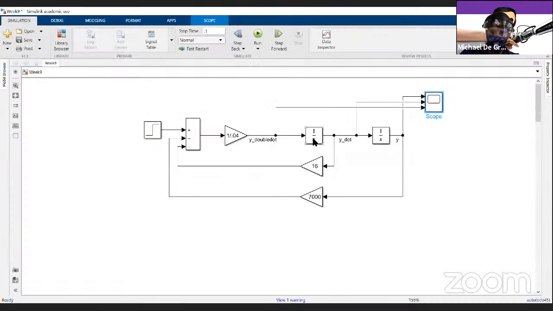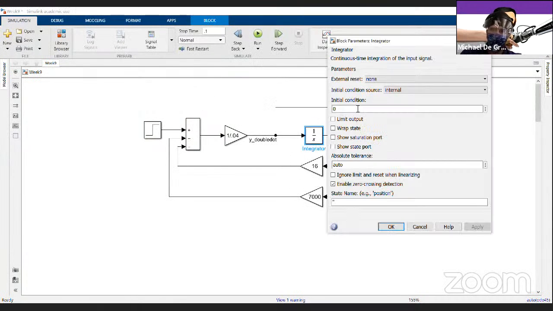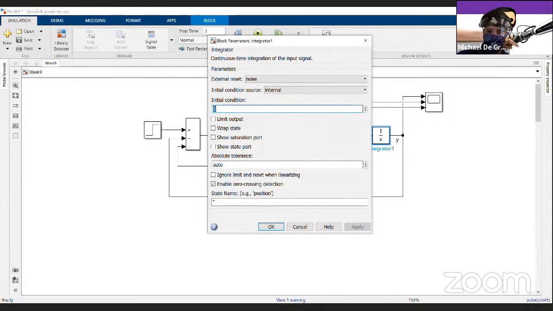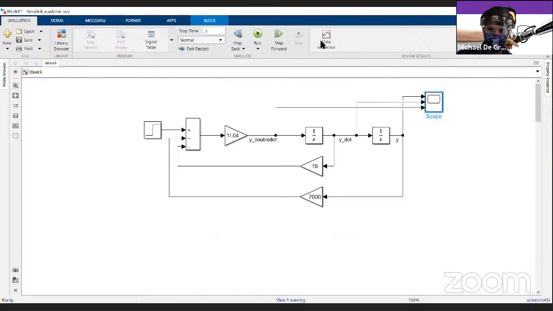Let's go back in here. What if I have non-zero? What if my velocity initial condition at time equal to 0, let's get crazy, we make it 100? 100 what? I guess that would be meters per second. And what if I know that my position is actually 0.5? Okay.